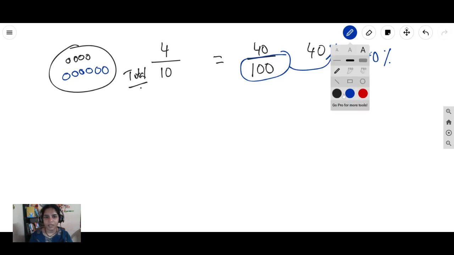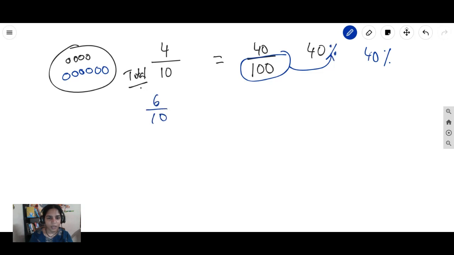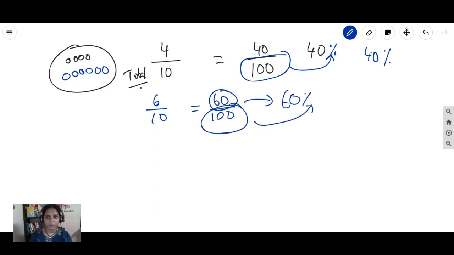Now let's take the same thing. Blue color beads is 6 out of 10. Same way, if I convert that into an equivalent fraction with 100, I get 60 by 100. So I write this as 60%. This entire thing comes as a symbol called percent. So that is how you change any quantity to percentage.